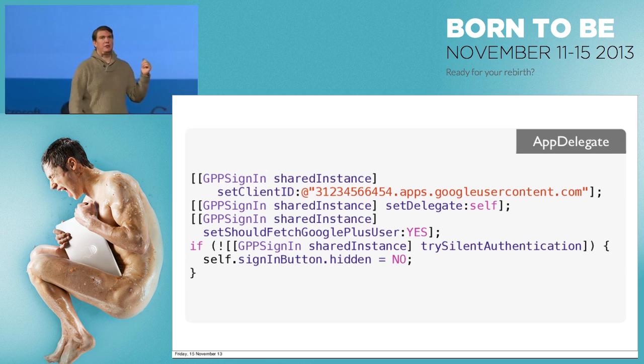We can also tell it to do some stuff for us. So there's a flag here for, say, hey, go and get the email address. There's a flag here for, please automatically get the user's profile, which should fetch the Google Plus user. And that's just basic configuration.